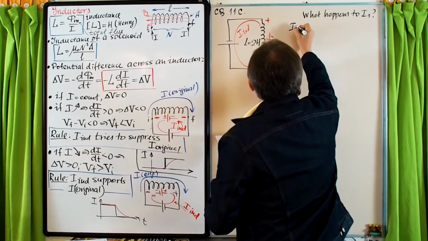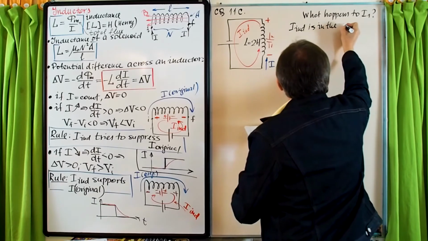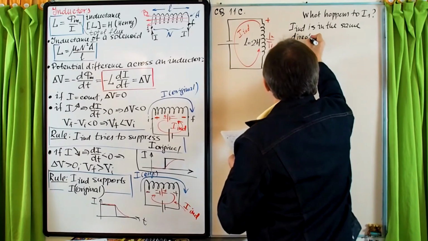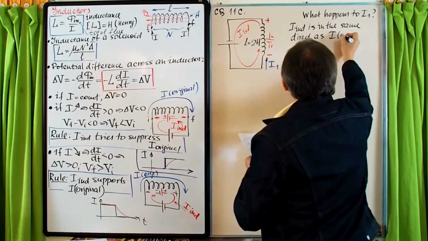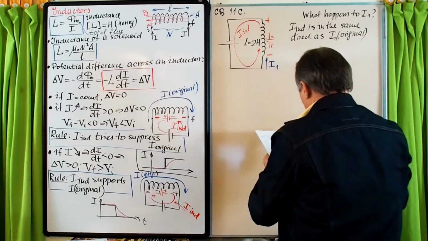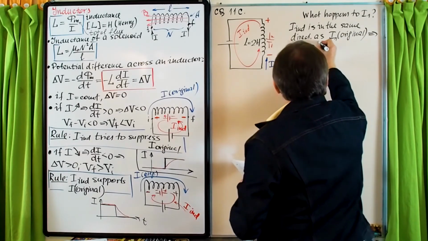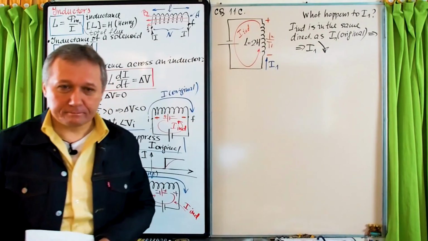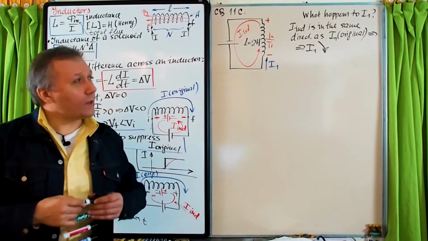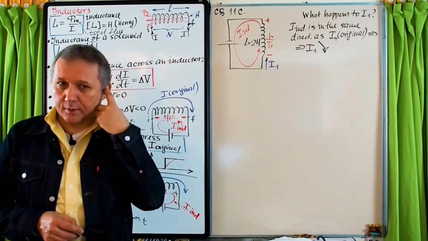Okay, let me write something about this. I induced is in the same direction as I original, I1 original. So we can say that I1 is going down in time. Of course. Quite often on the final exam I give questions like this, and quite often lots of troubles.